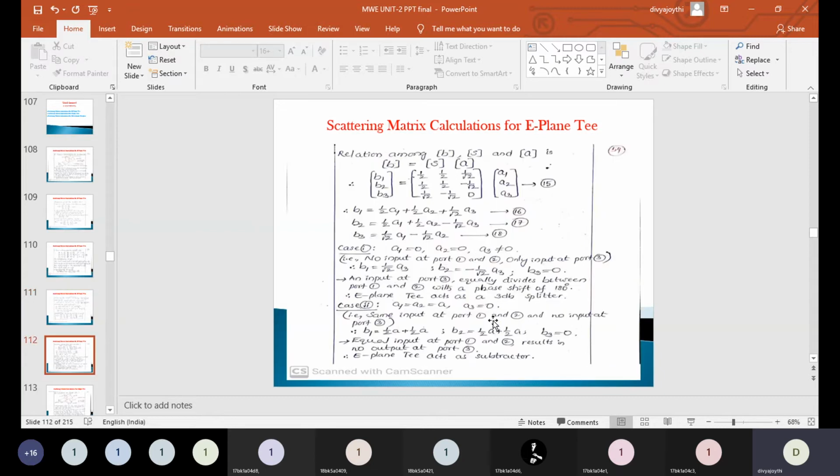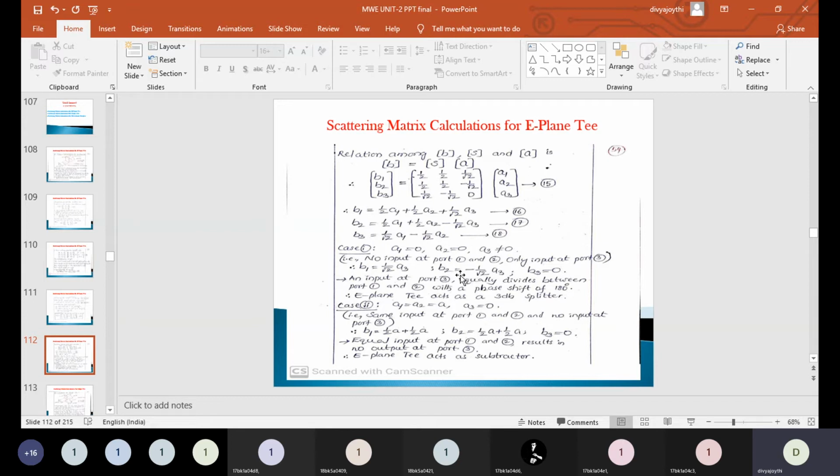Okay, and similarly we need to apply this. B equals the multiplication of S into A, and here also we are going to consider different cases. What is the first case? Same as before, we are not providing input to port 1 and port 2, and we are going to provide input to port 3. So what is happening? Here we got B1 as 1 by root 2 into A3. After substituting A1 and A2 as 0 in B1, B2, B3, the B1 value is 1 by root 2 into A3, and B2 is minus 1 by root 2 into A3.